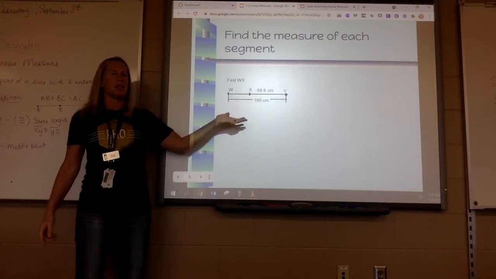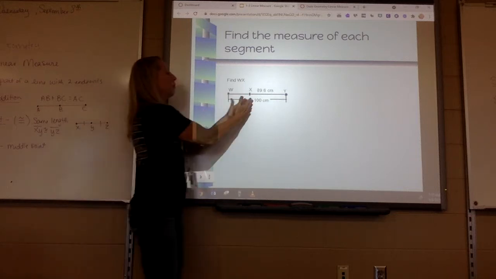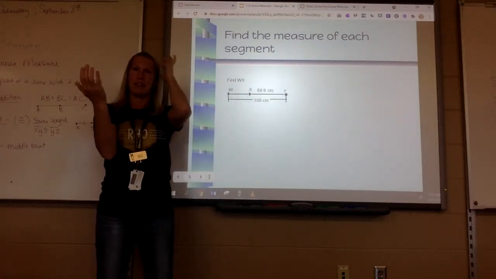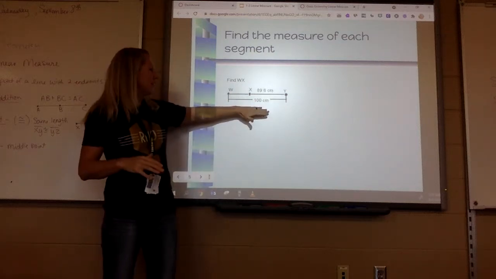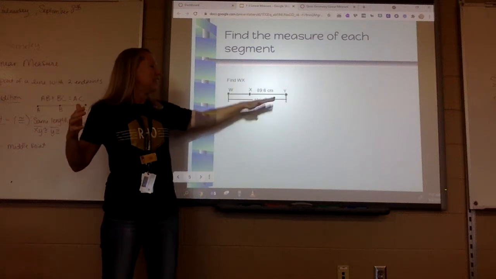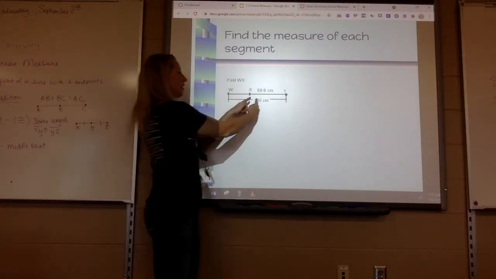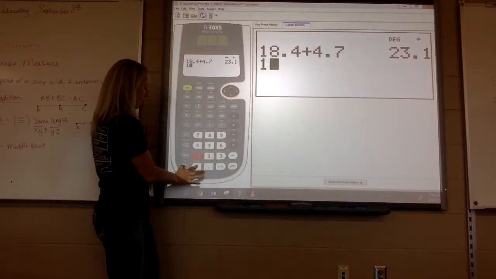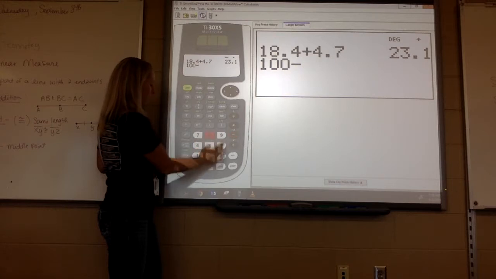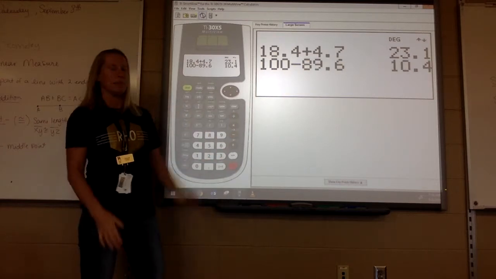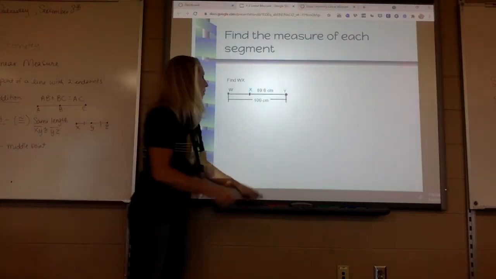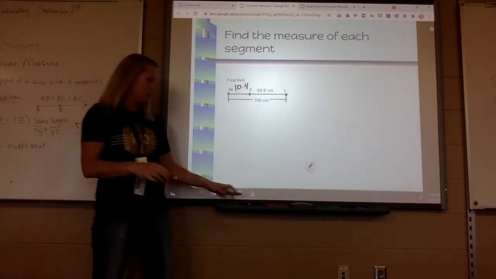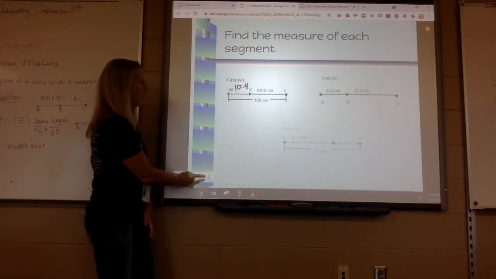What would I do on this one, though? If I have to find WX, this time I know the whole thing is 100. What would I do, Emma? You take the whole length minus the part of the length you have, and you get the rest of it. That's right. So take the whole length, 100, minus 89.6, and I get 10.4. That would be the length of WX. You good so far? Not too bad.